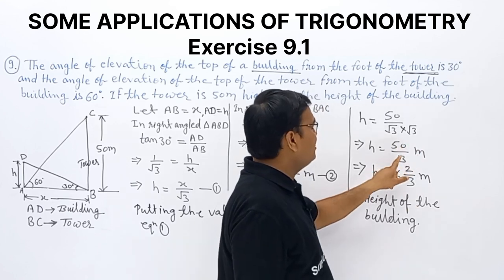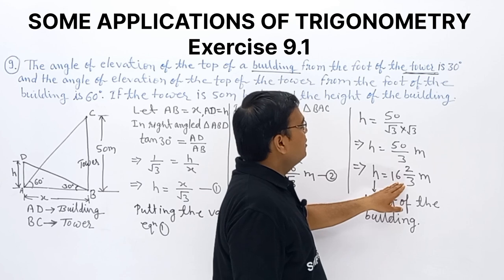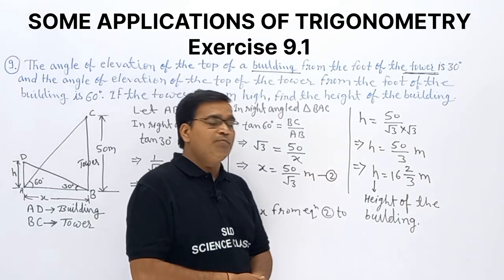Once we divide 50 by 3, then we can convert into decimal. This will be a mixed fraction. So we obtain the height of the building.